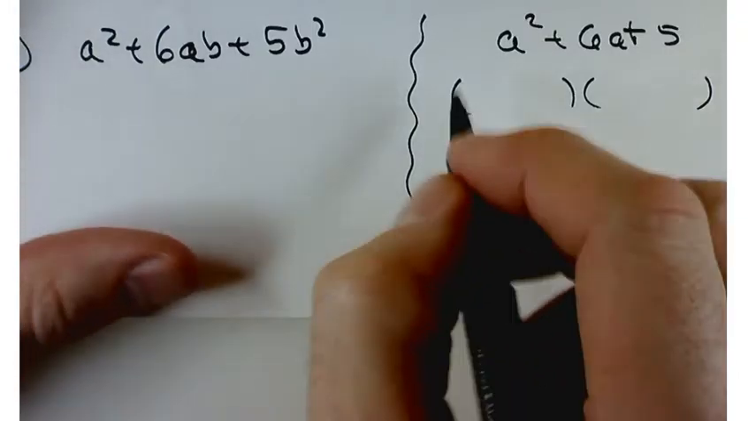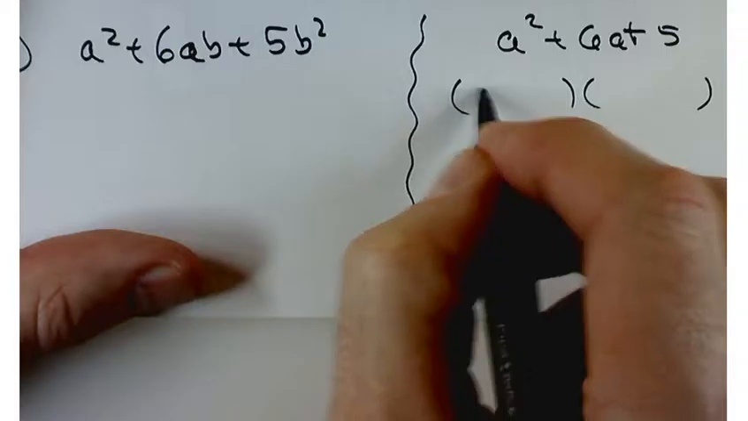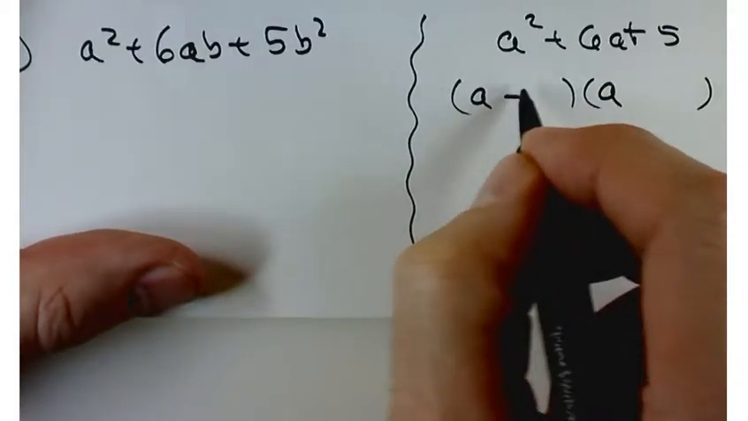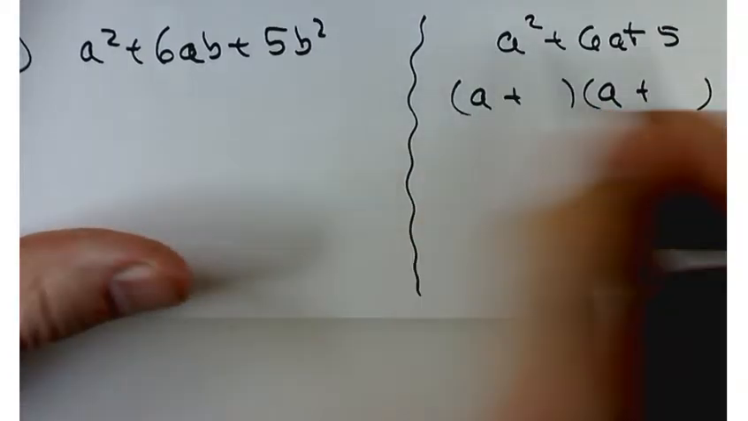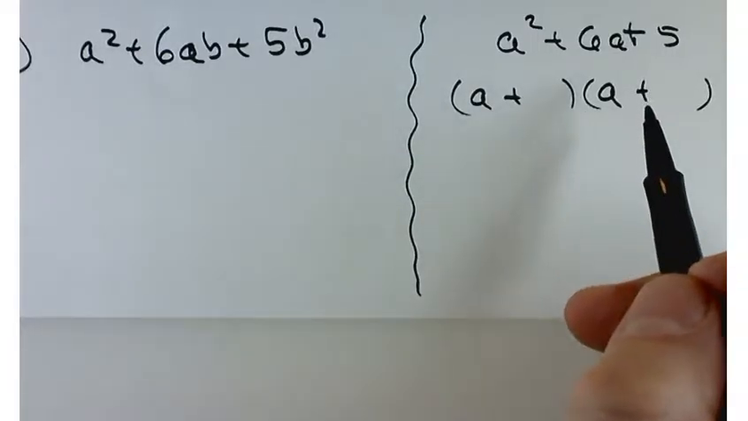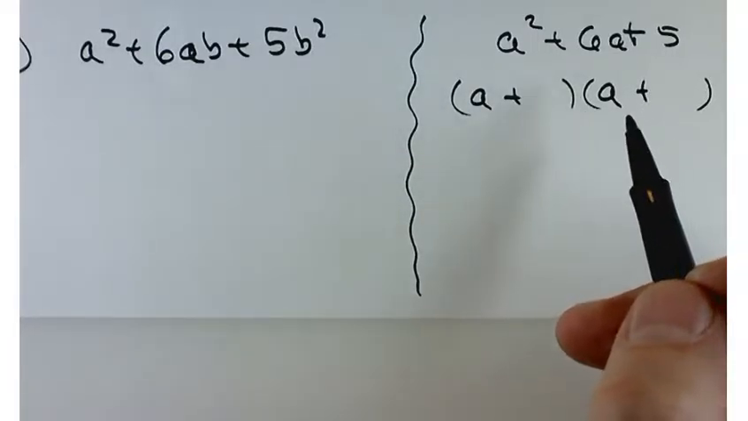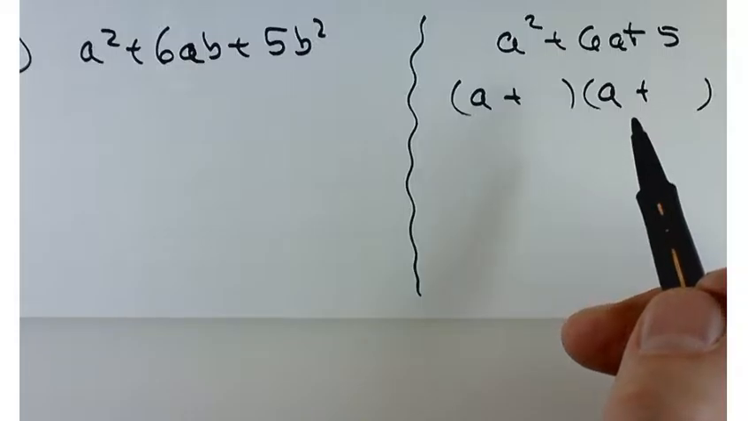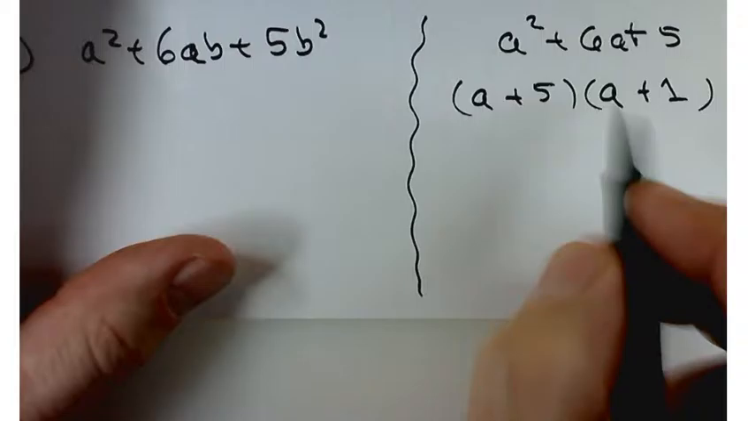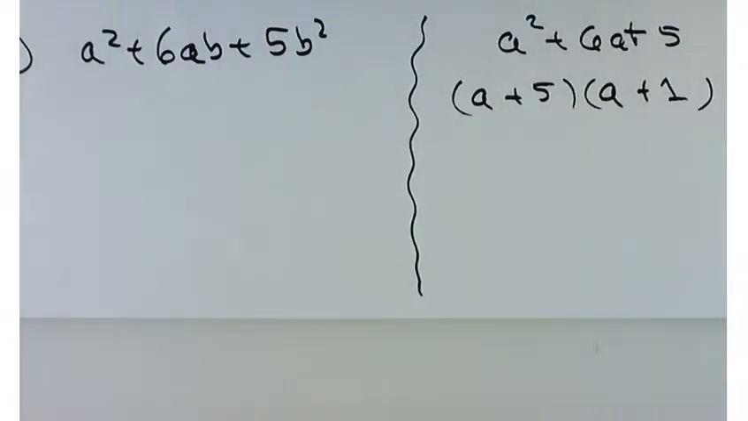Liam, what should I start out with? A and an A. What signs have to go here? Both have to be positive. Everything here is positive, so 2 positives. Good job. And now, there's not too much wiggle room here, right? There's only 2 numbers that multiply to 5. What are they? Yeah, 5 and 1. 2 numbers that multiply to 5, and they also add to 6.